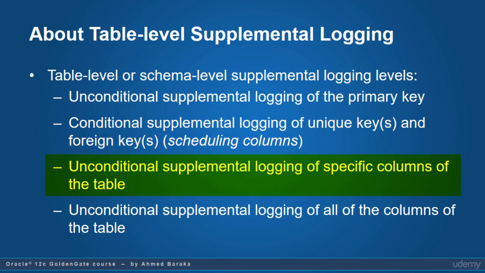In the next level of table supplemental logging, the database logs specific columns of the table besides the key columns. This will include the values of the columns before the update, even if the update doesn't affect those columns.